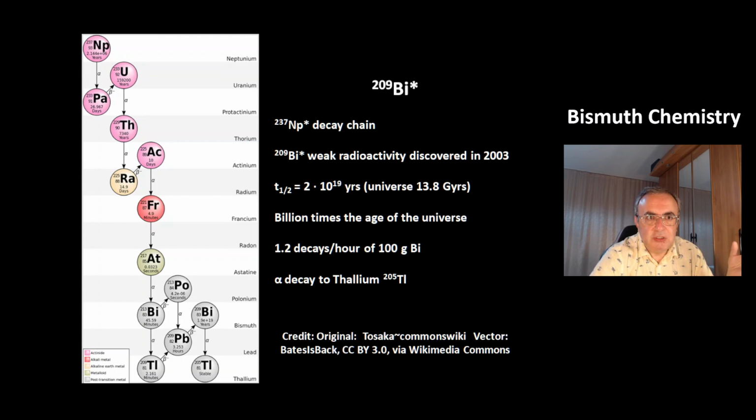For comparison, universe's age is 13.8 billion years, so in the order of 10 to the 10 years. This means the half-life of bismuth 209 is 1 billion times bigger than the age of the universe. If you have 100 gram bismuth, you will get 1.2 decays per hour. That's how low the radioactivity is. And the product of the alpha decay of bismuth 209 is thallium 205.